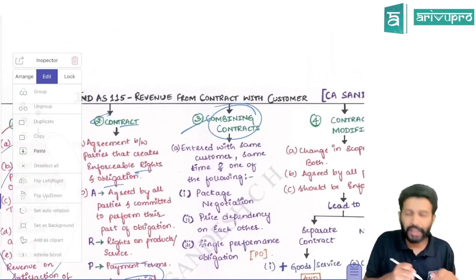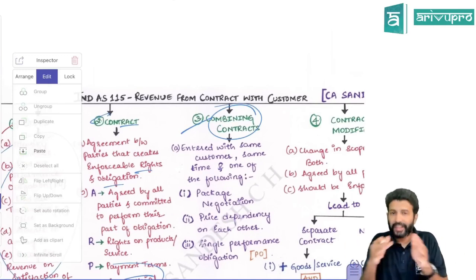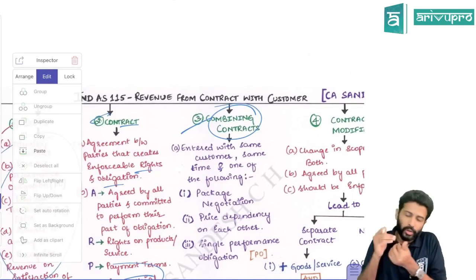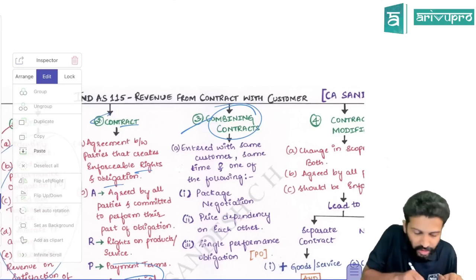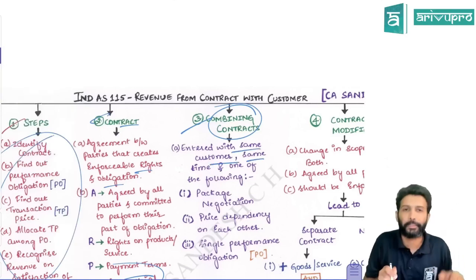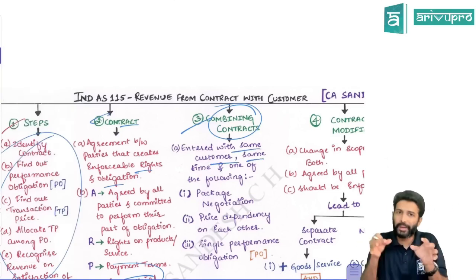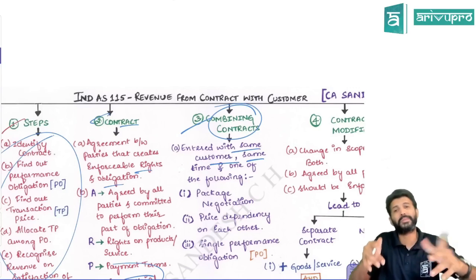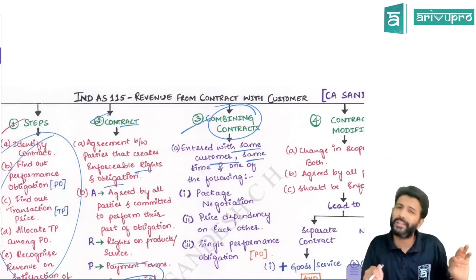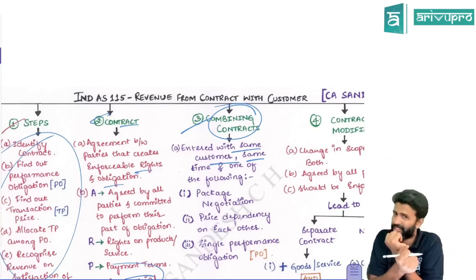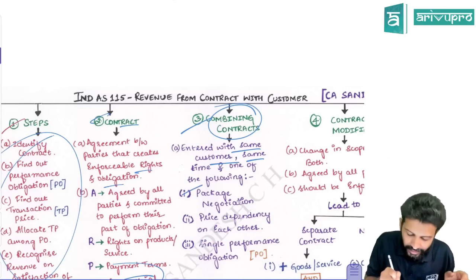Then, sir, if you have multiple contracts, can we combine them? If you have entered into multiple contracts, yes, you can combine them, provided they are entered into with the same customer and at nearly the same time, and one of the following features is present. One, they are negotiated as a package, and two, price dependency.